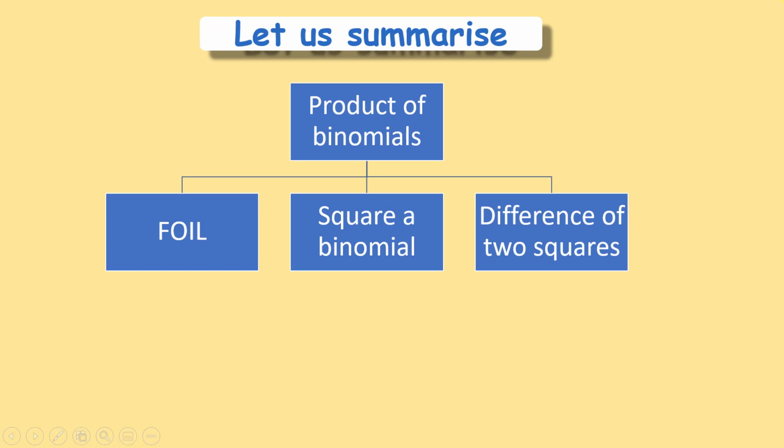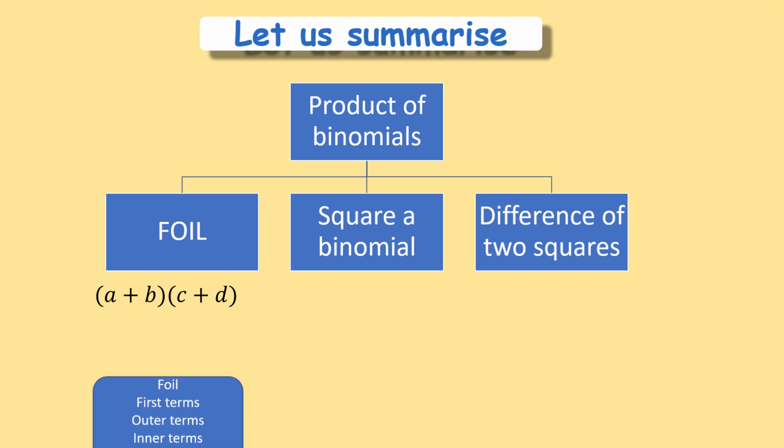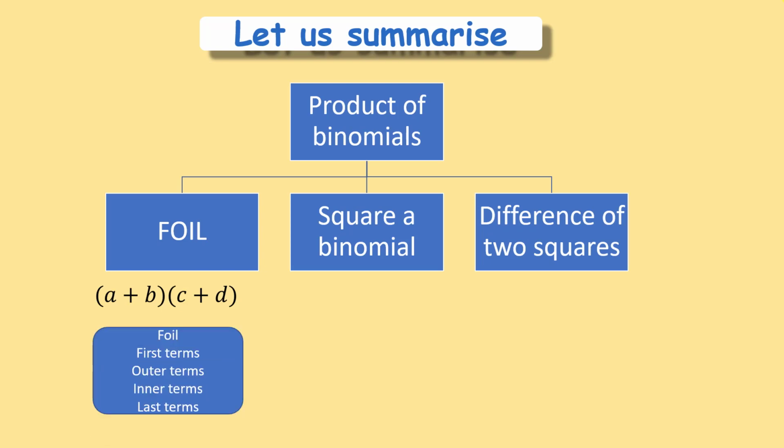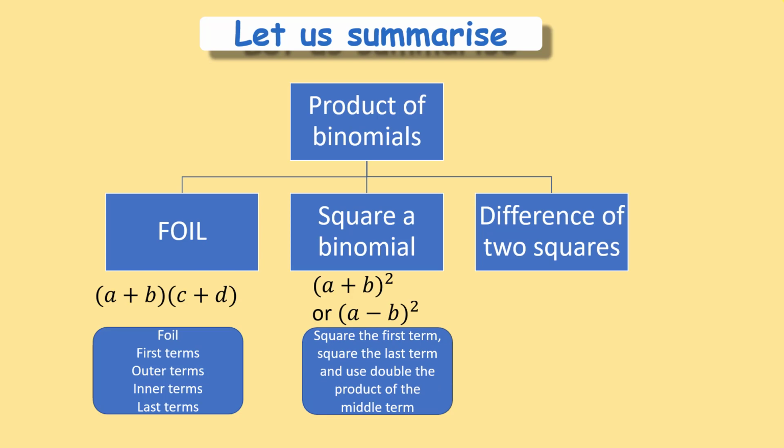So let us summarize. How do we determine the product of binomials? Well, there are three methods and you can always use the FOIL method. The FOIL method is if you've got two different binomials, you can just multiply the first terms in each bracket, the outer terms, the inner terms, and the last terms. If you've got a binomial squared, you will square the first term, square the last term, and to get the middle term, you'll multiply the two terms inside the bracket, and you'll double it.